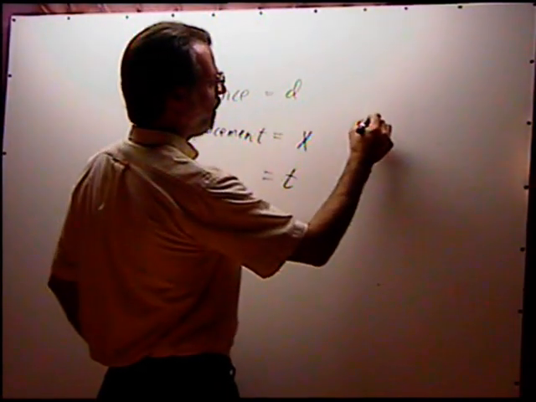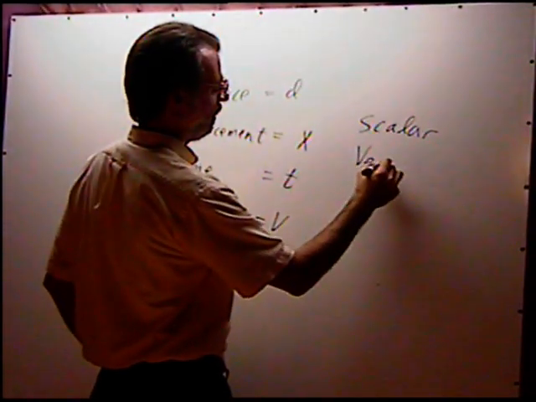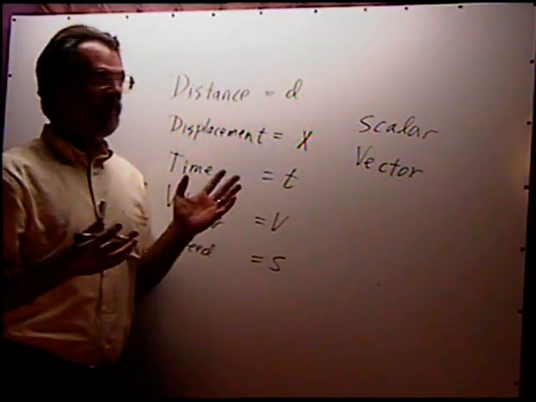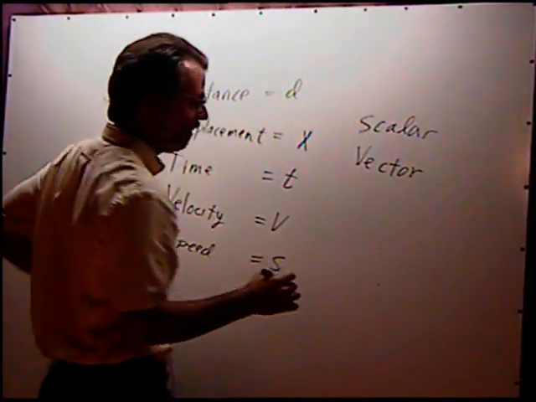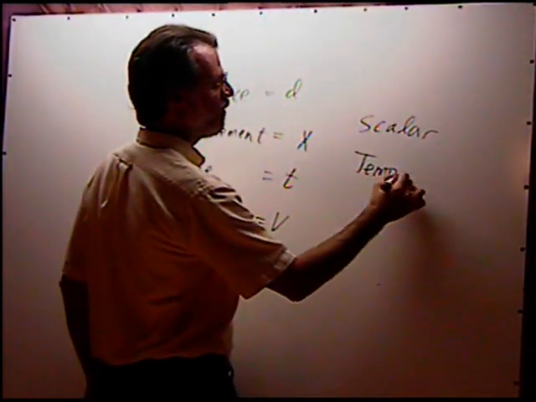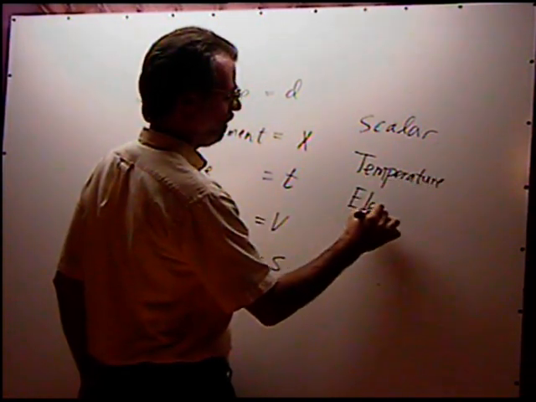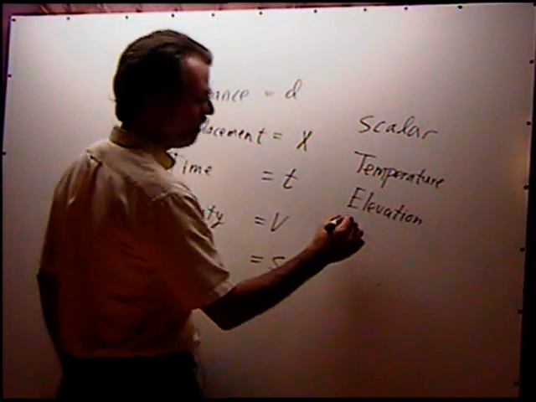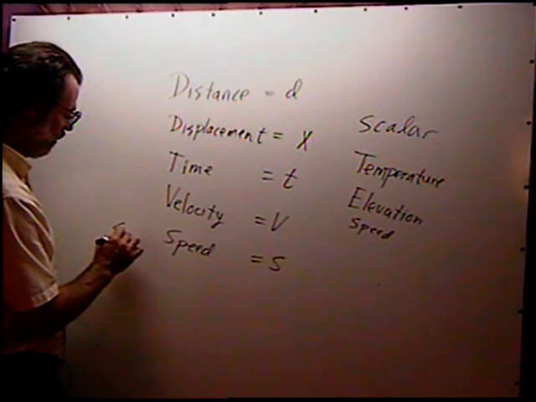Let's talk about the difference between a scalar and a vector. Let me first give a couple examples of a scalar. A couple examples of a scalar would be temperature, elevation, like elevation of a mountain. Speed is an example of a scalar. So speed actually is a scalar quantity.